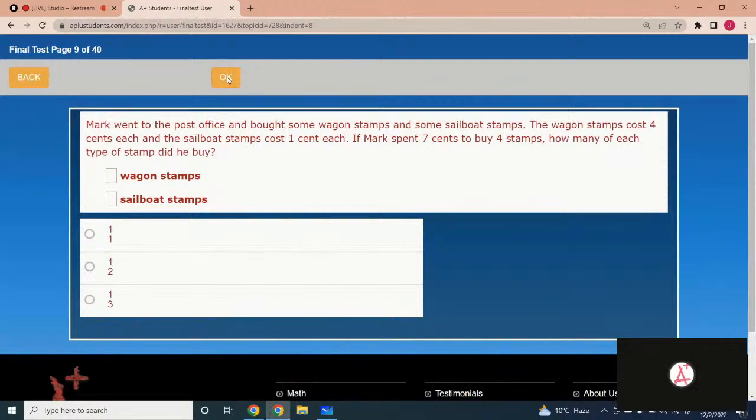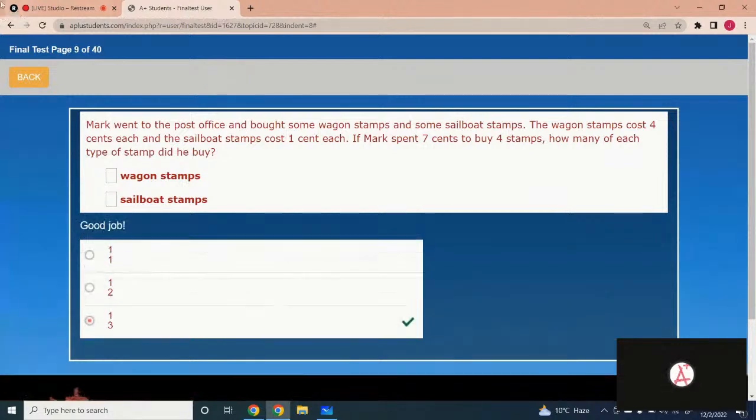The total stamps are just 4. So which combination makes 4? 1 plus 1 is 2, 1 plus 2 is 3, and 1 plus 3 is 4. That means the combination that makes 4 is 1 and 3. Got it? Just select the correct option, then click on the OK button.